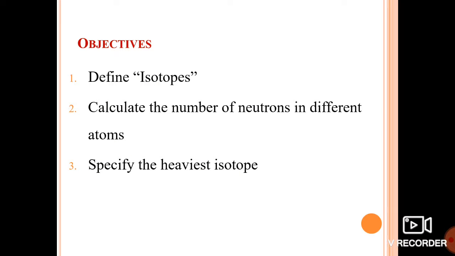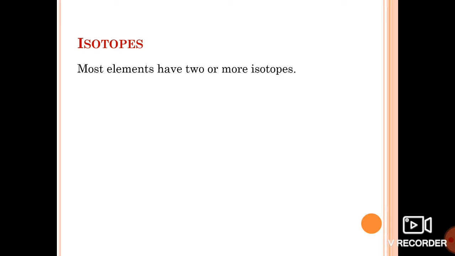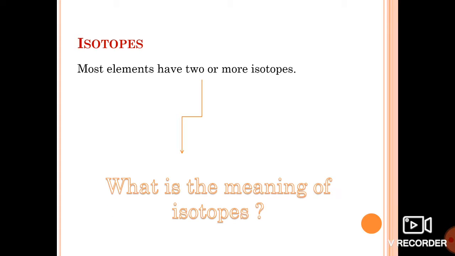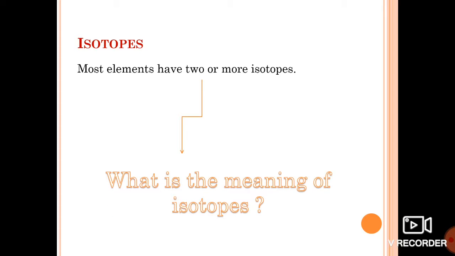Our objectives: first, define isotopes, then calculate the number of neutrons in different atoms, then specify the heaviest isotope. Most elements have two or more isotopes. But what is the meaning of isotopes?